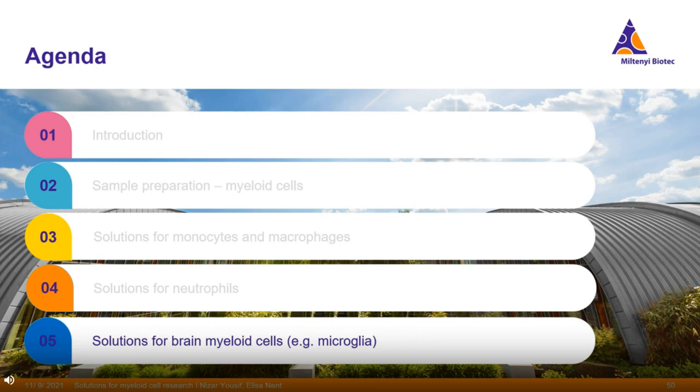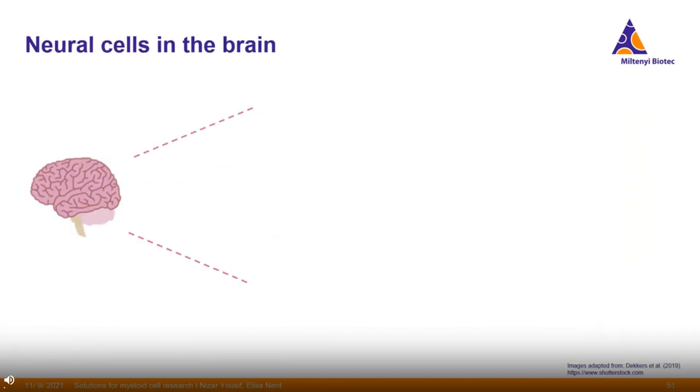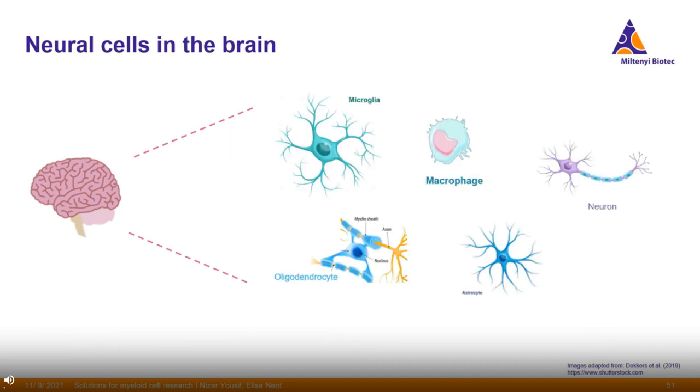Okay, thank you, Nizar, and welcome also from my side. I will present to you now the solutions for brain myeloid cells. So this here is the human brain, and as most of you know, these here are the main neural cell types. We have neurons, astrocytes, and oligodendrocytes, and there are actually two more types of cells in the brain. These are the microglia and macrophages.